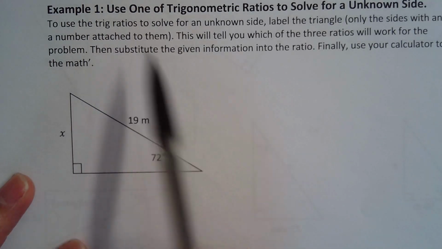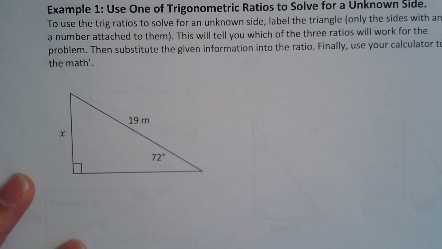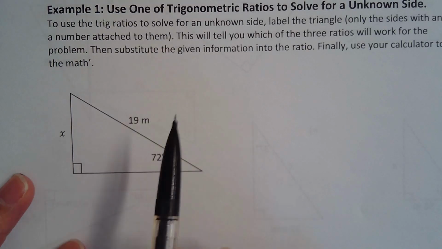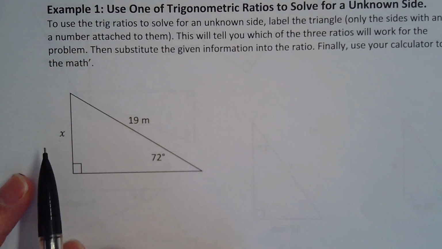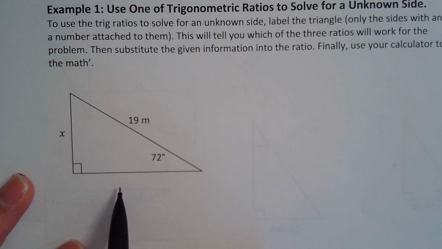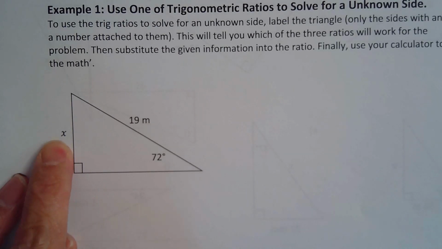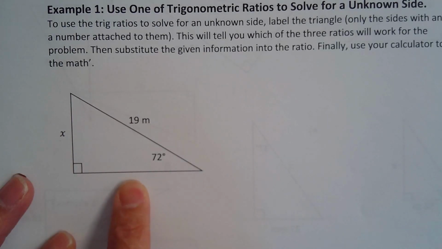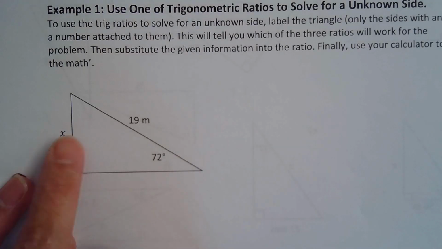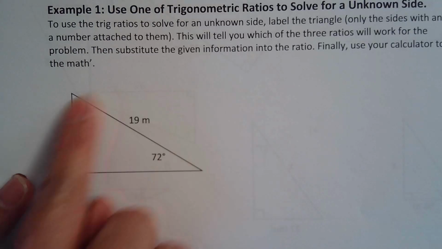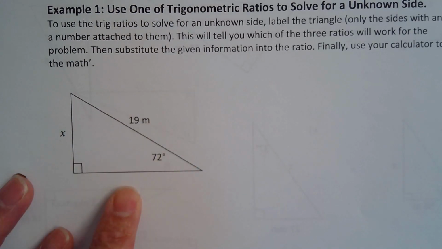Example 1, we're going to use the trig ratio to figure this out. If you look at this part in here, we can't use Pythagorean theorem to solve for that one, right? We cannot use Pythagorean theorem because we need two sides to figure out the third side. So in this case, we have to use the trig ratio.